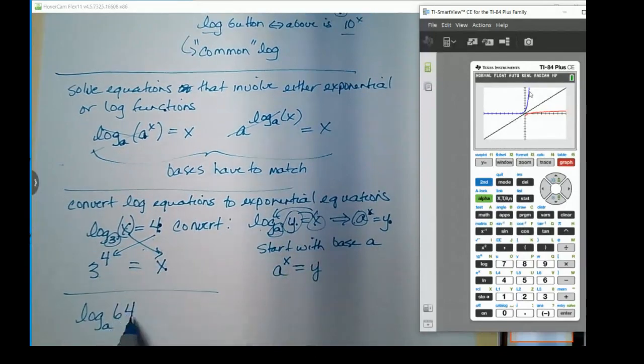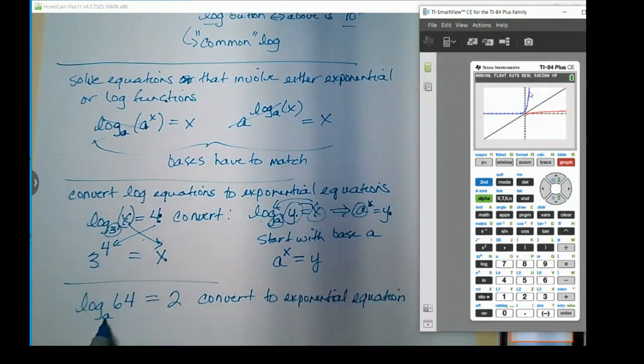So let's say we have the log base a of 64 is equal to 2, and we want to convert this to an exponential equation. It doesn't even matter that we don't know what this base is. We're going to start with that as our base, and then the 64 and the 2 are going to switch places. 2 is going to come over to this side and become the exponent, and then the 64 is going to go over to the other side of the equation.